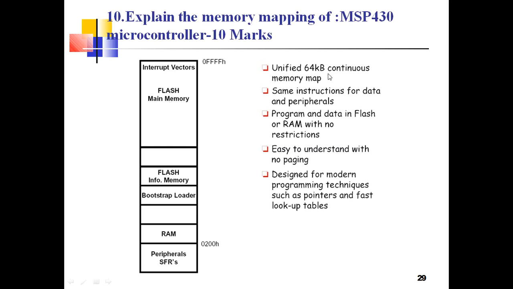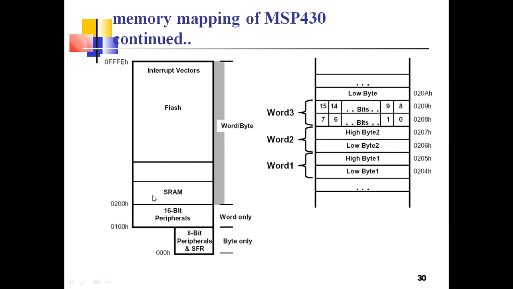Finally, it gives a unified 64 kilobyte continuous memory map, with some instructions for the data and some instructions for the peripherals, and program and data in flash or RAM with no restrictions. We can extend the memories in both places. Easy to understand, with no paging occurring. There is no page-wise or sector-level division. Designed for modern programming techniques such as pointers and fast lookup tables.